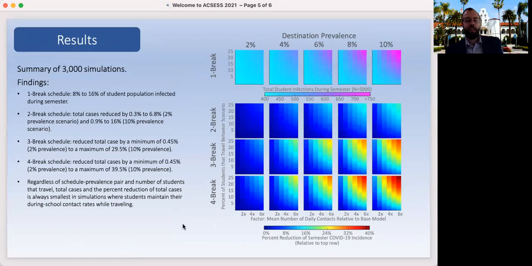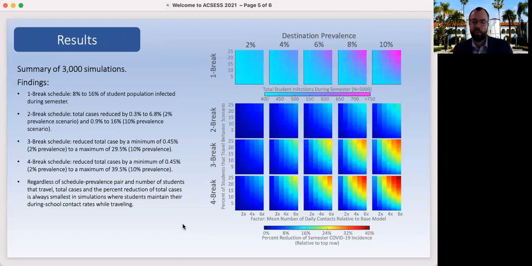So here are our results. Since we considered a wide range of scenarios, we ended up running 3,000 simulations. The top row shows total COVID cases during the entire semester in the 1 break schedule. The remaining rows show the percent reduction of these cases in the other schedules. The y-axis in each panel indicates which student movement behavior curve was used in the simulation. The x-axis indicates the mean number of daily contacts used to determine the percent of traveling students infected.